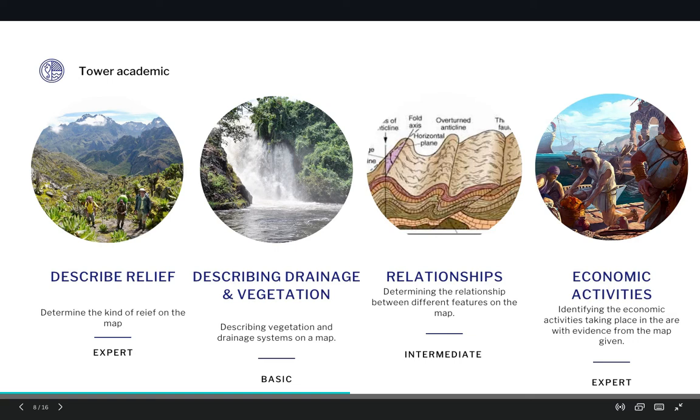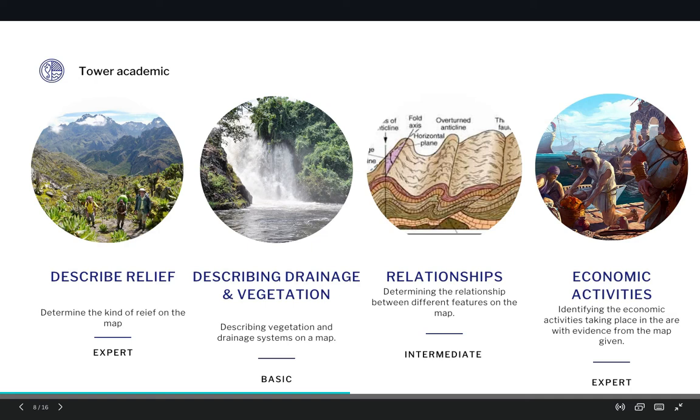We shall also talk about economic activities. Now these are activities that take place on land, and when we look at economic activities, we're interested in seeing the economic activity. As we see the economic activity, we also need to give evidence of that activity. And as you give the evidence of that activity, tell us where it is on the map you are talking about. So with the map work, we are not going to assume everything you are going to talk about must be got from the map that you are given.